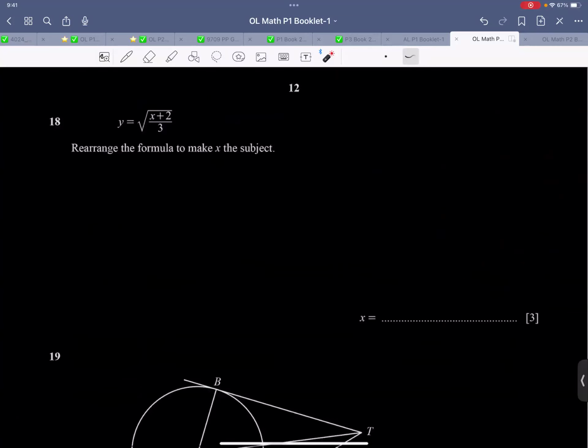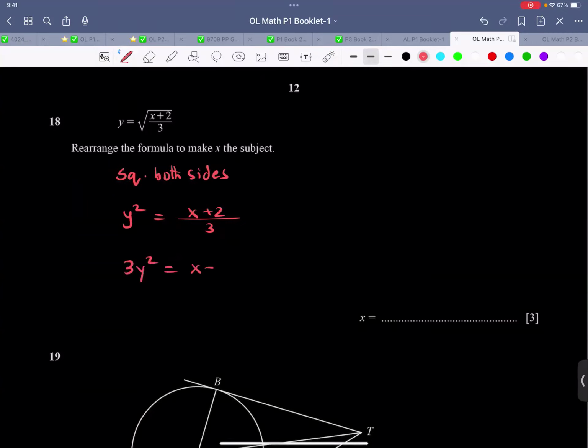Question 18, rearrange to make x the subject. So first of all, square both sides. When we square both sides, y square is equal to x plus 2 over 3. So therefore, 3y square is equal to x plus 2. 3y square minus 2 is equal to x. So x is 3y square minus 2. That's the answer. Pretty simple.